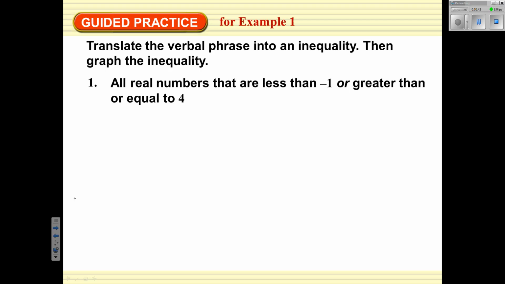Translate the verbal phrase into an inequality, then graph the inequality. This is your guided practice, so pause the video and please do your guided practice. All real numbers that are less than -1 or greater than or equal to 4. So it's an or, so you only have to satisfy one part or the other. Pause the video.